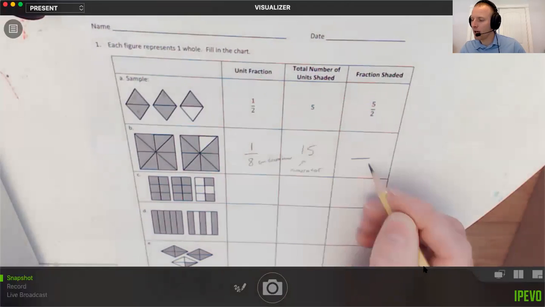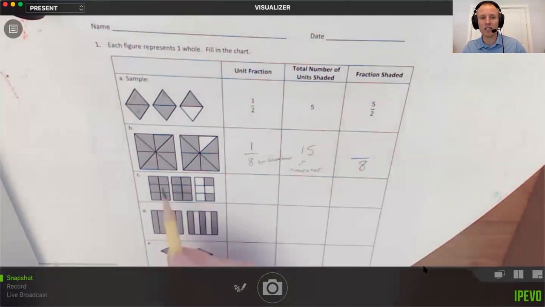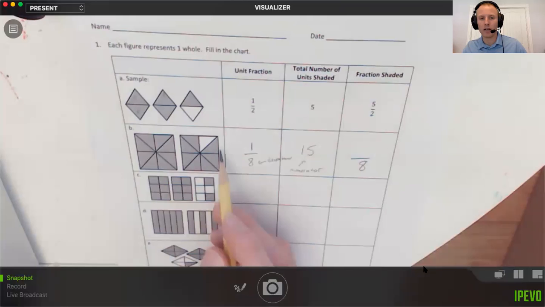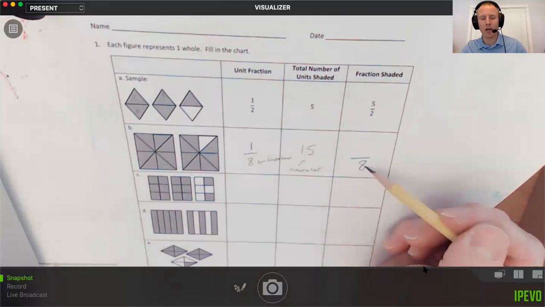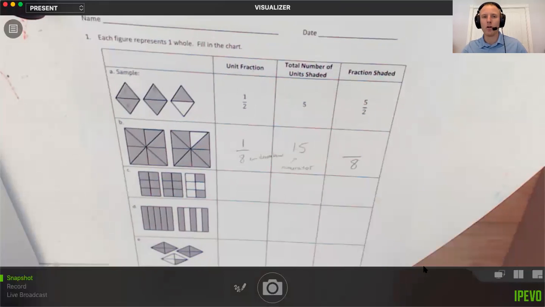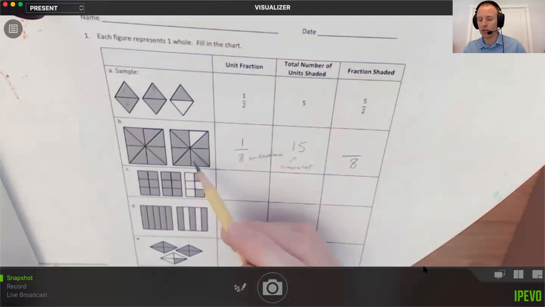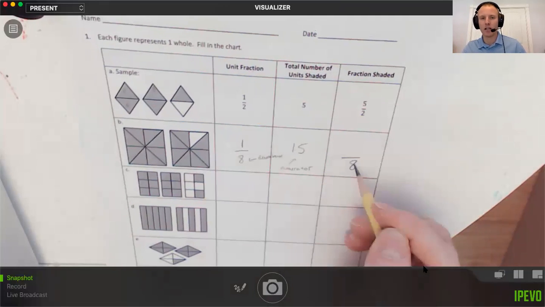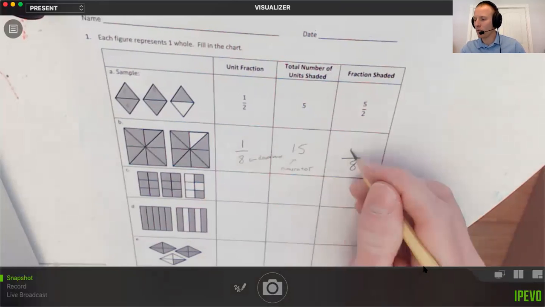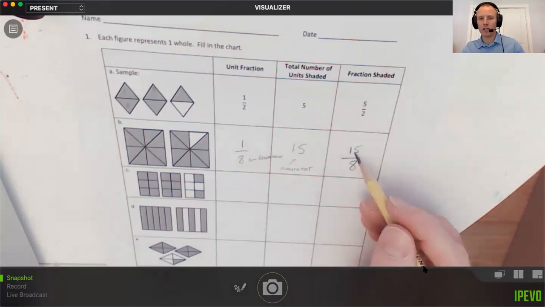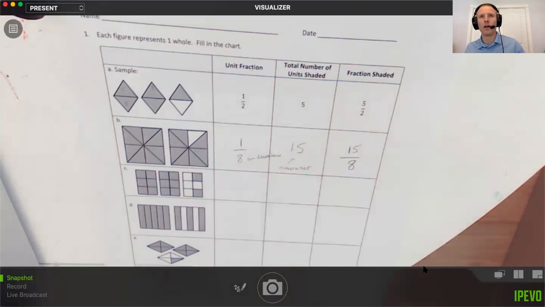I still have 8 pieces in every hole. So look, I have 16 individual pieces here total, right? The shaded and unshaded, there's 16 total pieces, but my denominator is not measuring the total number of pieces. It's measuring the number in one hole. There's 8 parts to each of these holes, so my denominator stays 8. My numerator is 15, right? We use 15 pieces, each hole having 8 pieces.